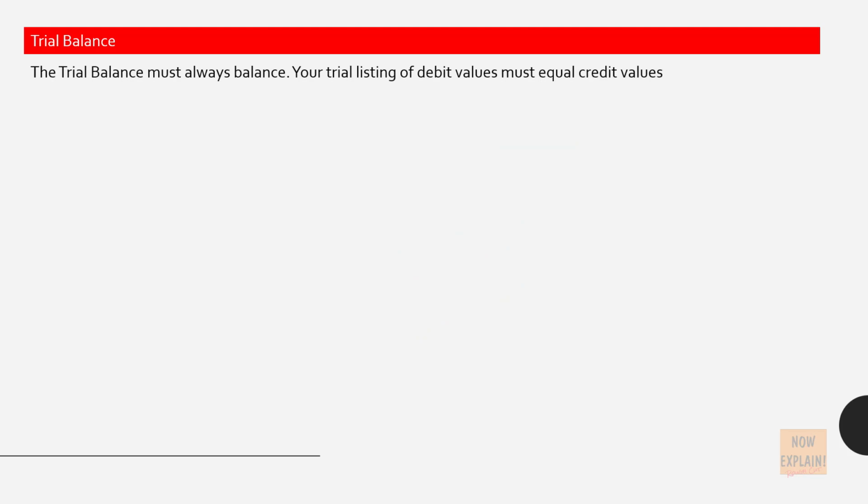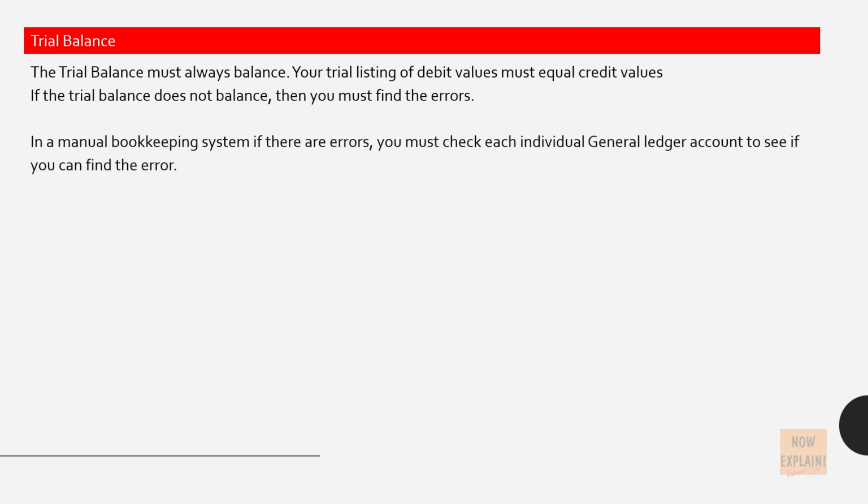The trial balance must always balance. Your trial listing of debit values must equal credit values. If the trial balance does not balance, then you must find the errors. In a manual book system, if there are errors, you must check each individual general ledger account to see if you can find the error. Here are 7 shortcuts you can use to help speed up the process of finding the error.